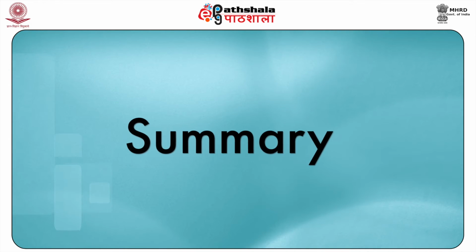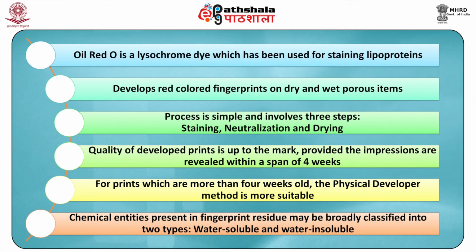So now let us summarize this chapter. In this chapter, we have learned that oil red O is a lysochrome dye which has been used for staining lipoprotein. It develops red colored fingerprints on dry and wet porous items. The process is simple and involves three steps. Number one, staining. Number two, neutralization. And the last one is drying.